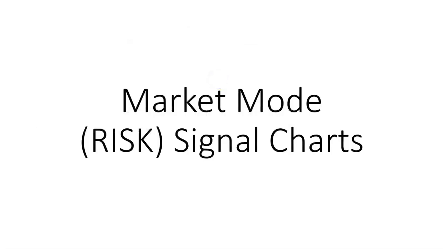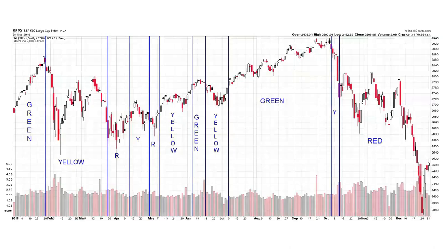Now let's take a quick look at a few market mode risk signal charts for the last few years. We're going to start off with 2018, and you can see here what I was talking about, that most of your upward progress in the stock market will be made in a green risk signal environment. The yellow signal is kind of a sideways to slightly up or down signal, as you see here. And then the red signal, this is just 2018. We'll look at a few more here in a second, but you can see the red signal that we had in the latter part of 2018.